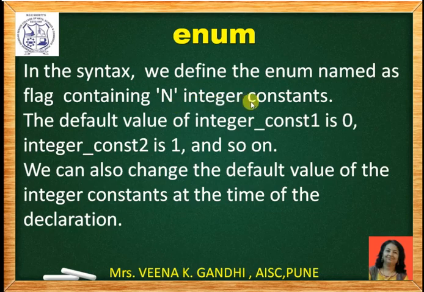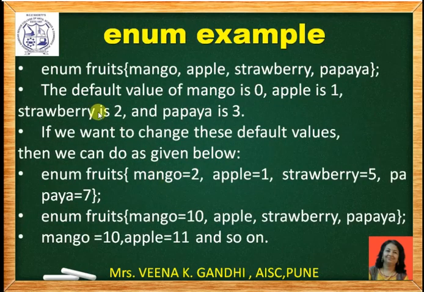The default value of the integer constant is 0, but we can change the default value at the time of declaration also. For example, we define the enum variable fruits having constant values mango, apple, strawberry and papaya. Now mango has the default value 0. Instead of using 0, 1, 2, 3, we are giving names to the integer constants like mango, apple, strawberry, papaya. The default value of mango is 0, apple is 1, strawberry is 2, like that.